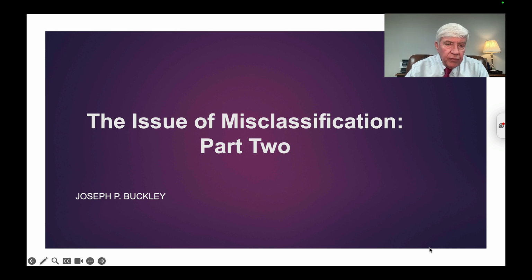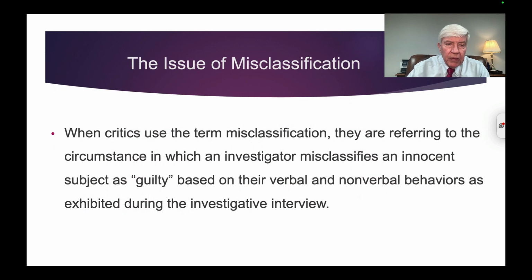The issue of misclassification, Part Two. When critics use the term misclassification, they are referring to circumstances in which an investigator misclassifies a "innocent" person as guilty based on their verbal and nonverbal behaviors as exhibited during an investigative interview.